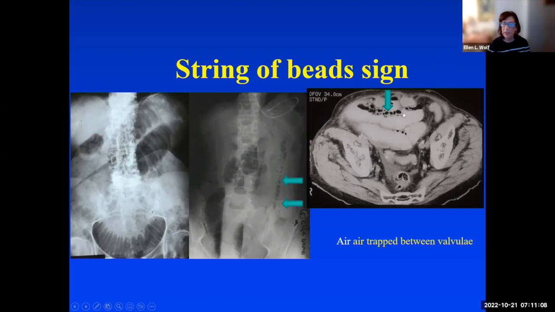This is a CT, which illustrates why we see this string of beads or string of pearl sign. This patient, of course, is supine, air is rising, and we can see that there are bubbles of gas which are caught between the valvulae conniventes. So there's only a small amount of gas in this patient that has a lot of fluid, and in this case, contrast within the bowel. The air rises, and we see this string of beads or string of pearl sign.